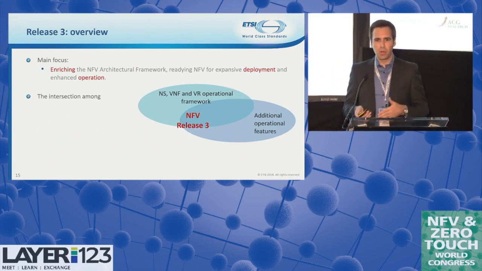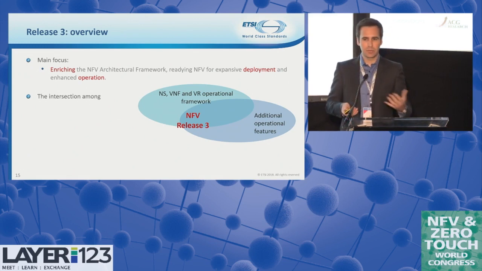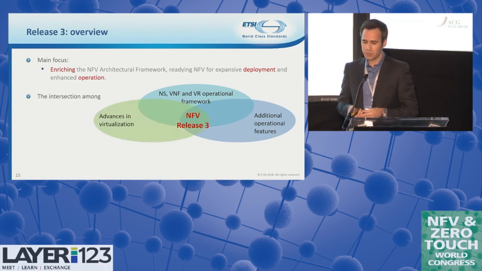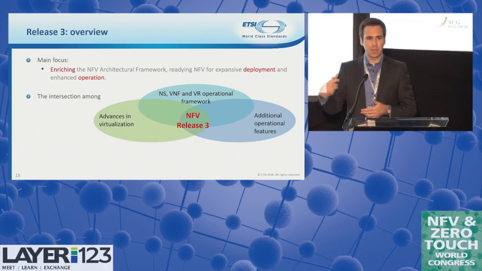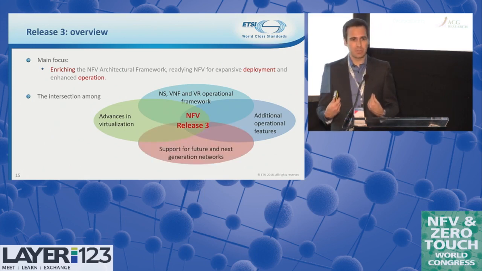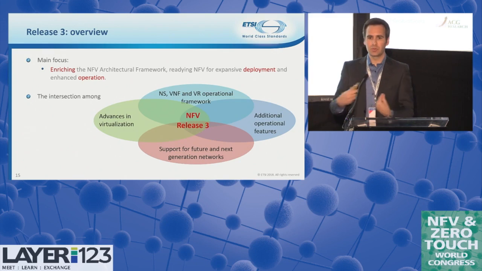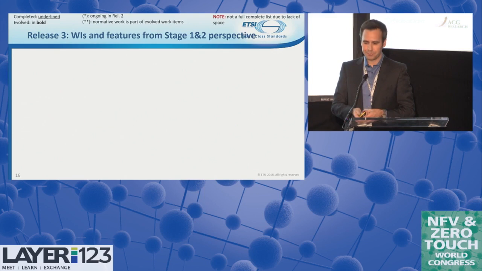This is what we call an intersection of different aspects. We take over the baseline specs from Release 2 when it comes to the operational framework of network services, VNFs, and virtualized resources. We add additional operational features. We also consider how to incorporate and formalize the adoption of any advances in virtualization technologies, and consider additional requirements that may come in when we want NFV to support future networks, like, for example, 5G and network slicing.